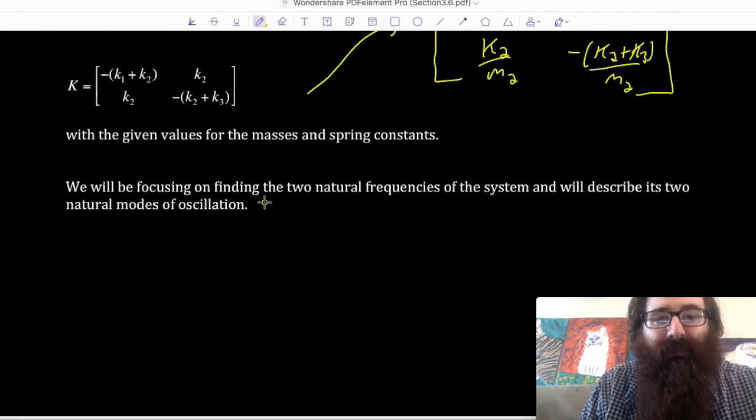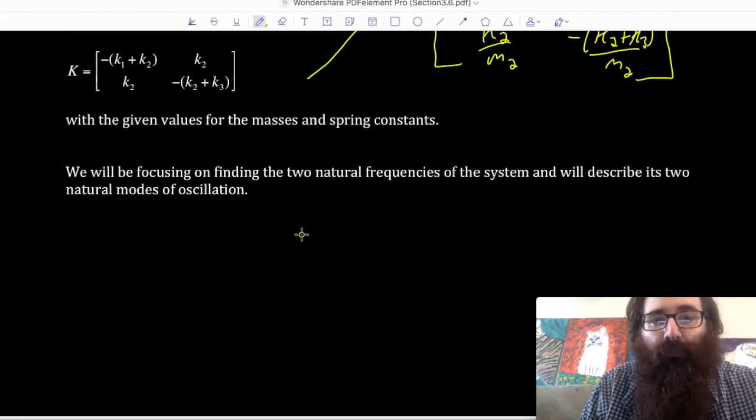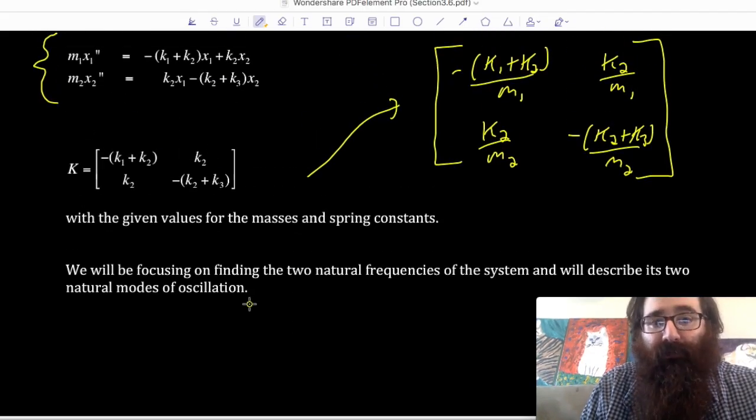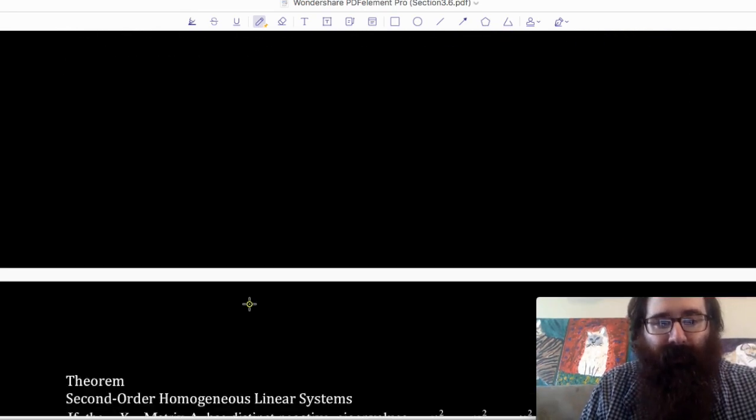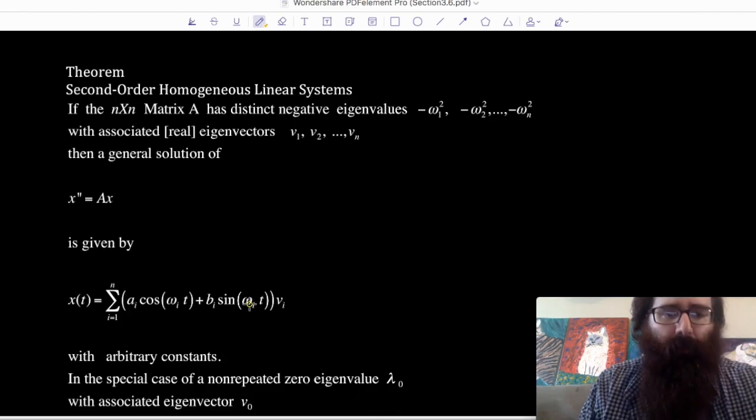We're going to be focusing on two natural frequencies of the system, and we're going to describe its two natural modes of oscillation once we build the solution for the second order system. And let's talk about sort of the idea or the motivation behind that now. So we have this nice theorem. Let me read through the theorem.